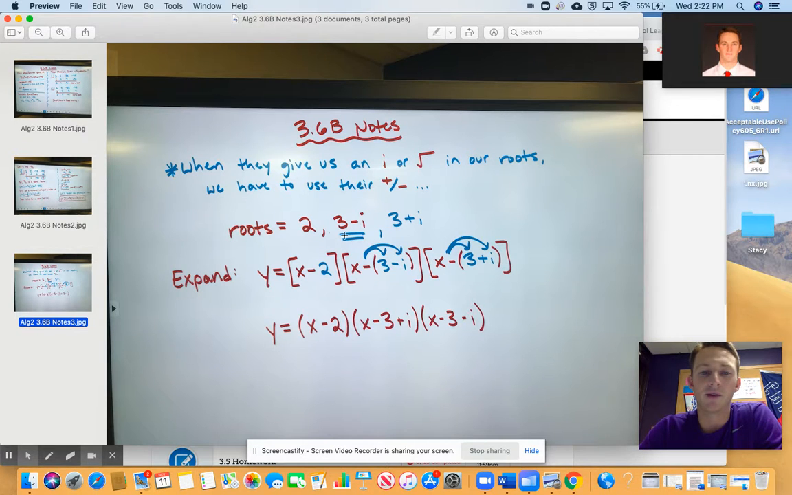So they only gave us 2 roots. We found a hidden third one, right? And then we had 3 quantities right here, 3 terms. If you do have questions, shoot me an email.